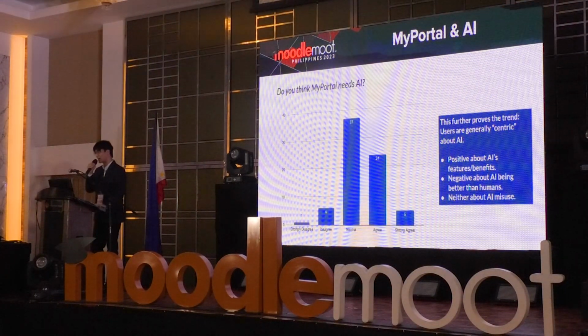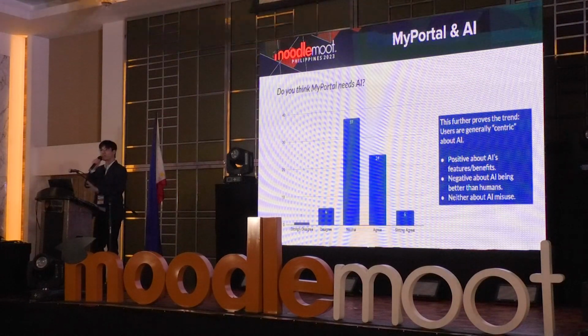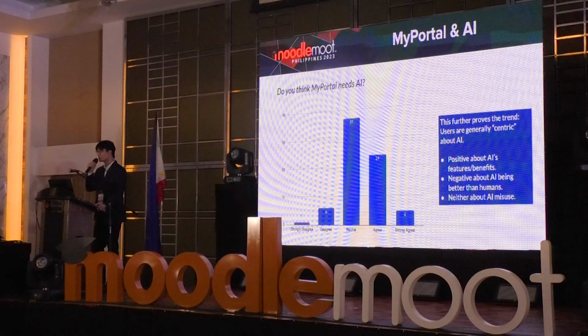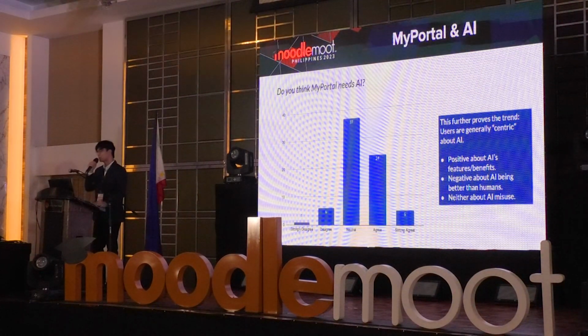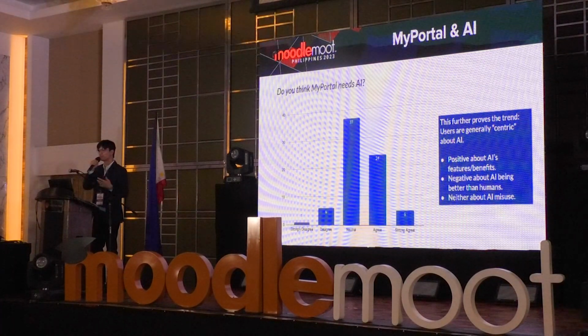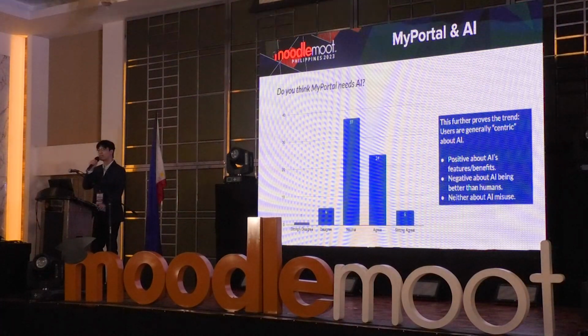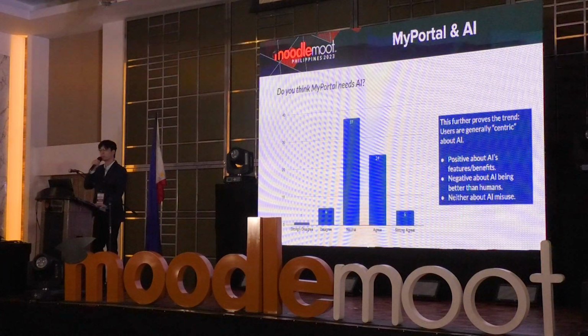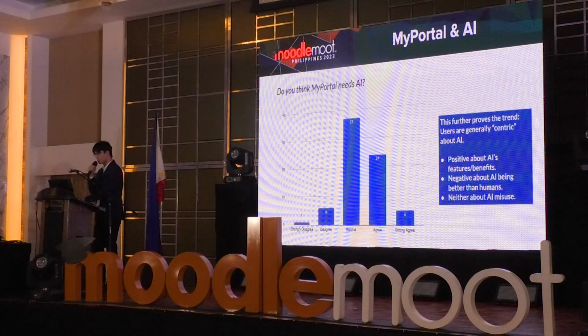And this is quite surprising. And this further proves the trend that I've been showing since earlier. Users are generally centrist about AI. Sure, they are positive about the potential benefits and the features. They are negative that AI is better than humans, and they are neither, or neutral, about the possible misuse.